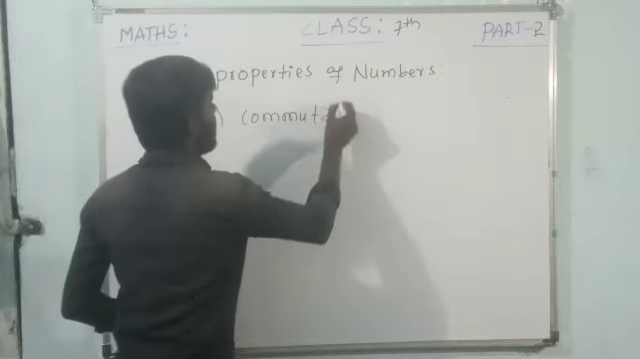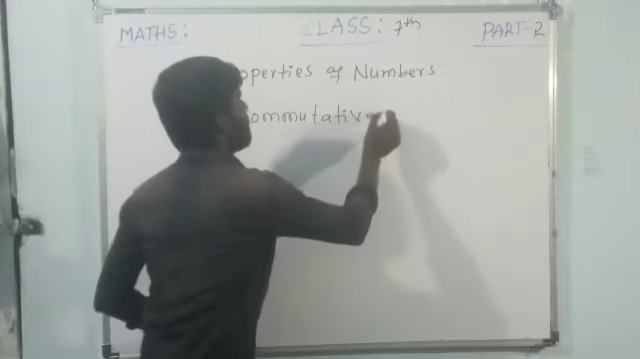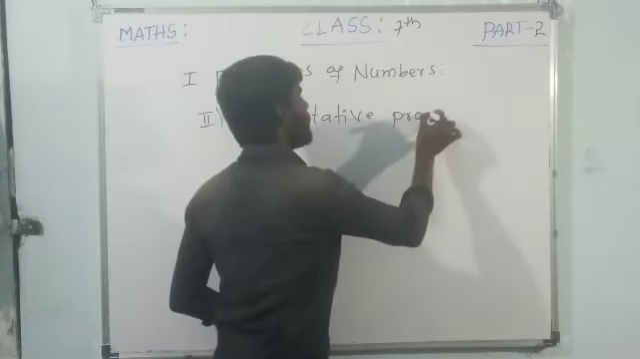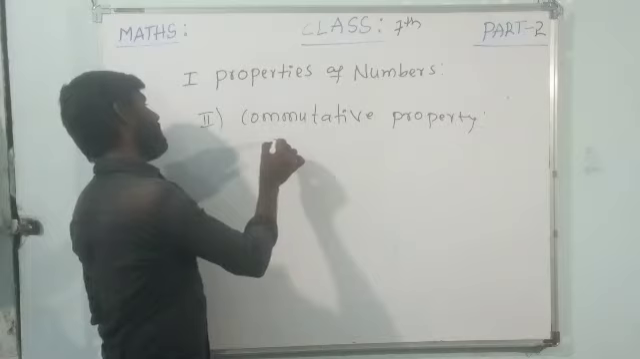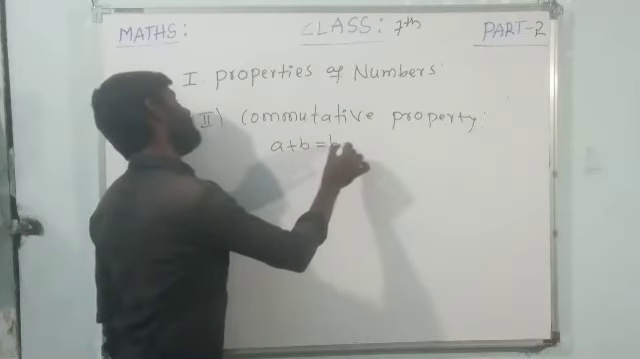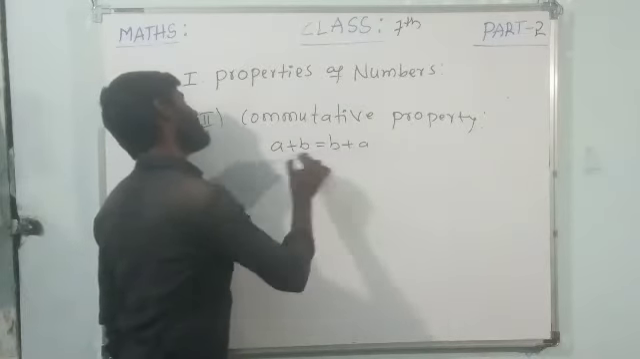Commutative property, you know that A plus B is equal to B plus A. This is over addition.